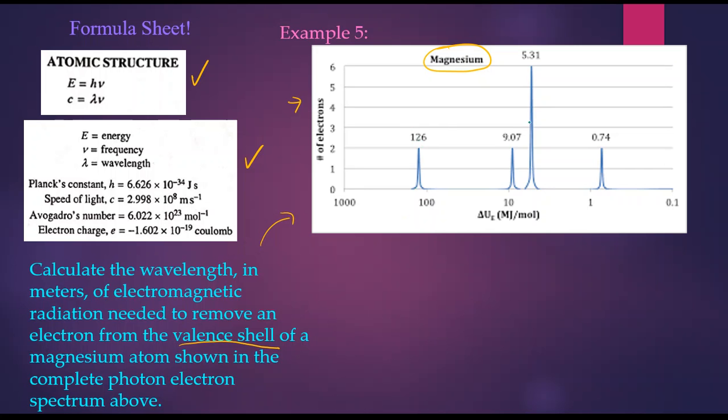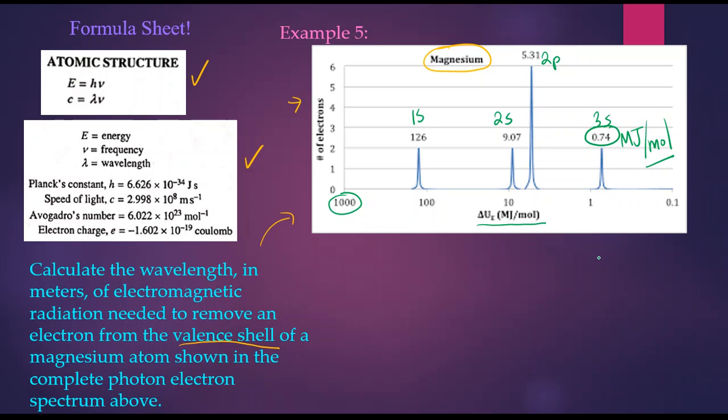So we need to decipher and look at our spectra to figure out which would be the ones in the valence. If you remember your photoelectron spectra, here is our energy, megajoules per mole. Looking at our spikes, you want to look for the side that has more energy. So this would be the 1s, this is the 2s, this is the 2p, and this would be the 3s. So the outermost electron shell for magnesium, the valence one, is this one right here, and it's 0.74 megajoules per mole.